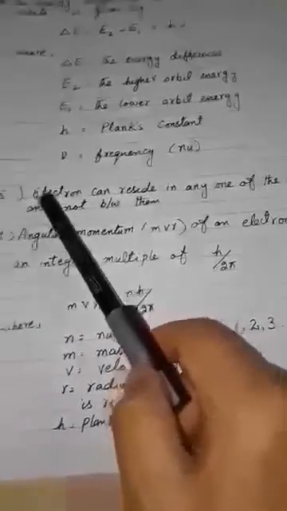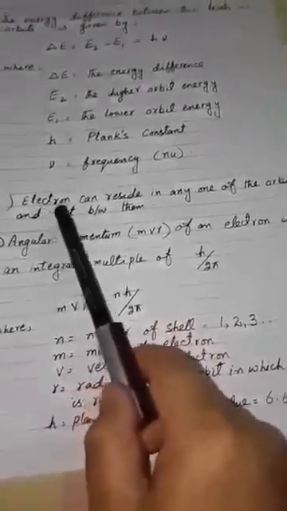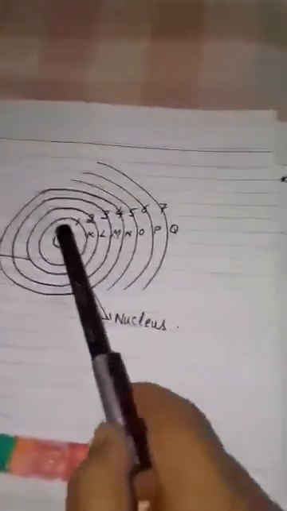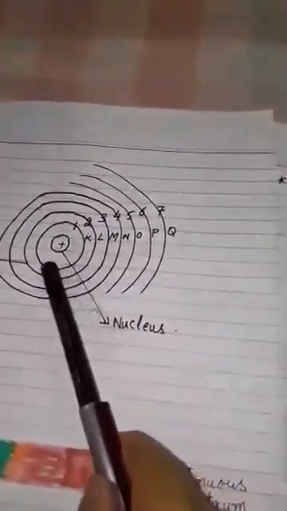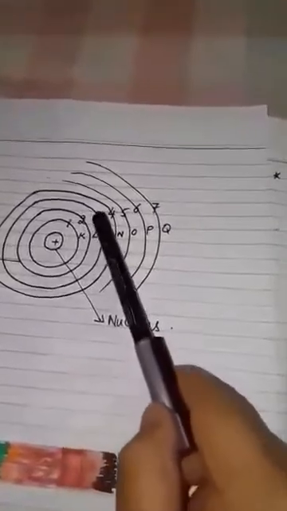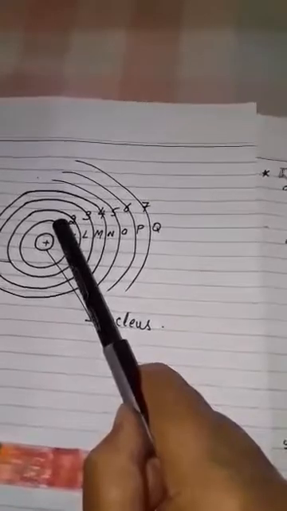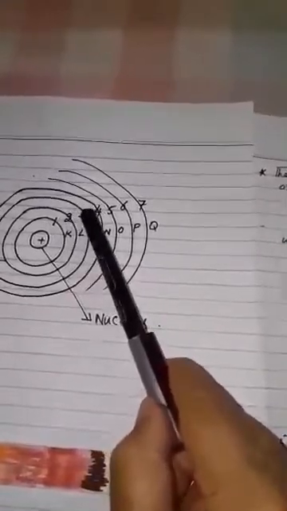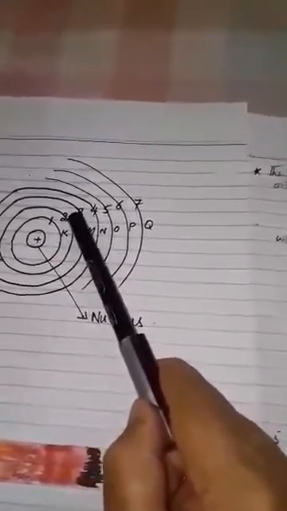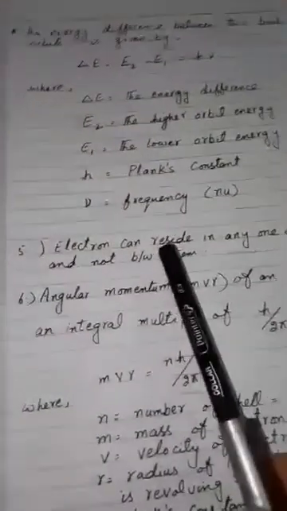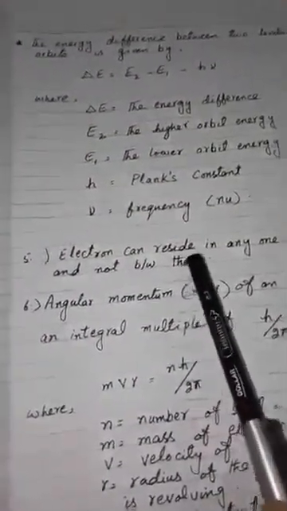Now, I will continue my topic from the fifth assumption of Bohr, and that is electrons can reside in any one of the orbits and not between them. Let's see this picture. Say, this is orbit number 1, orbit number 2, third, fourth. So, electrons may reside in first orbit, second orbit, third, but not in between them, right? This is the fifth assumption of Bohr.